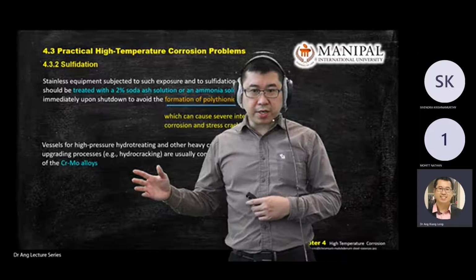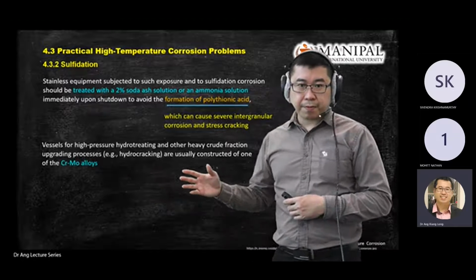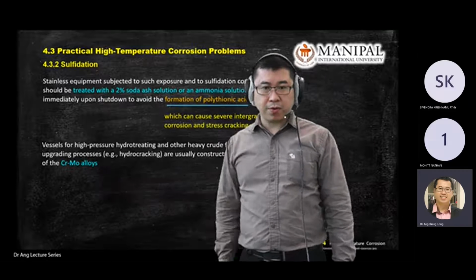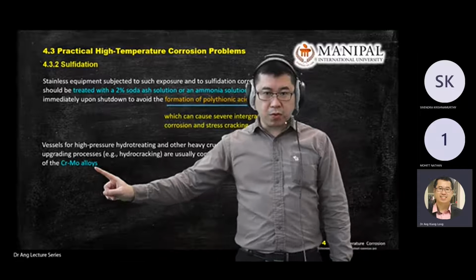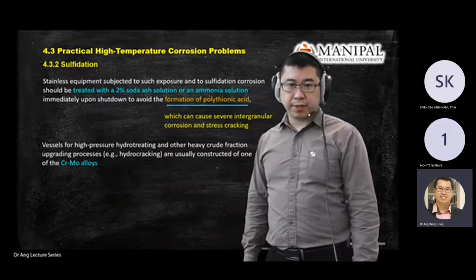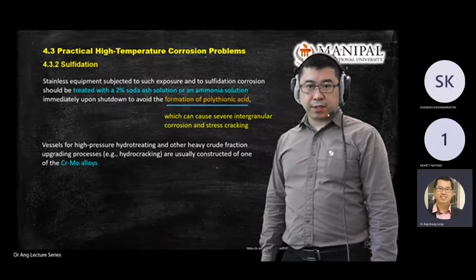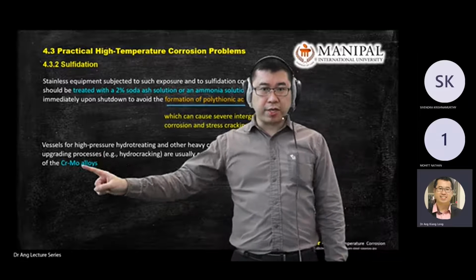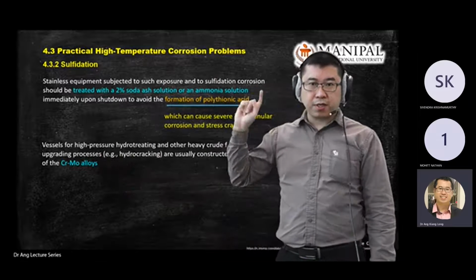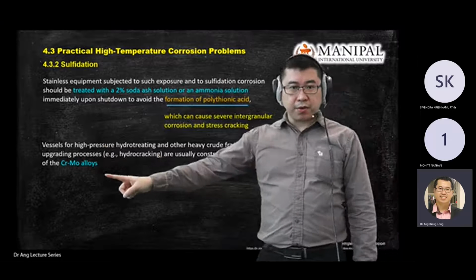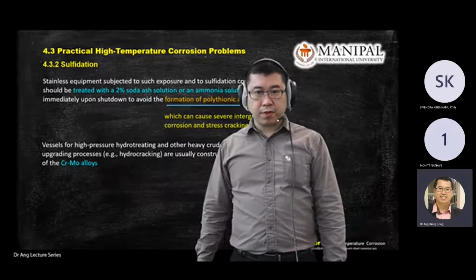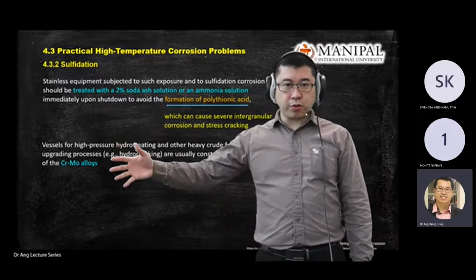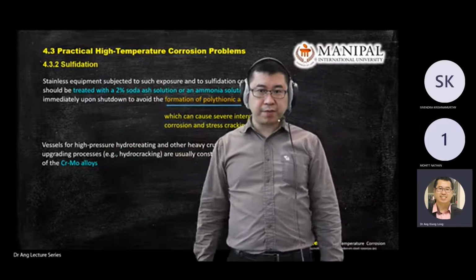Another one is, again, you see chromium and Mo, chromium-Mo alloy. This is the solution for sulfidation corrosion. They will use chromium and Mo to prevent, or to slow down, the corrosion.